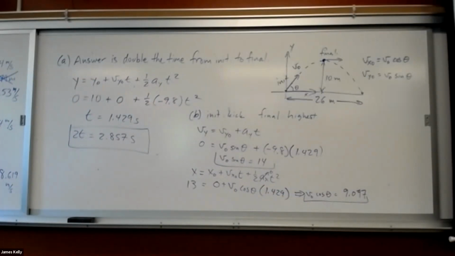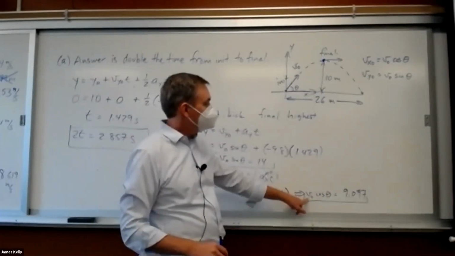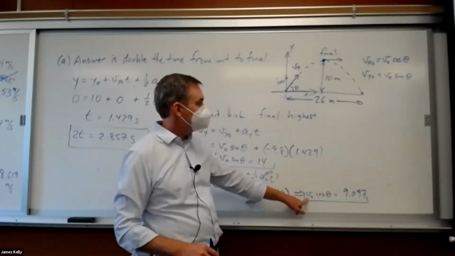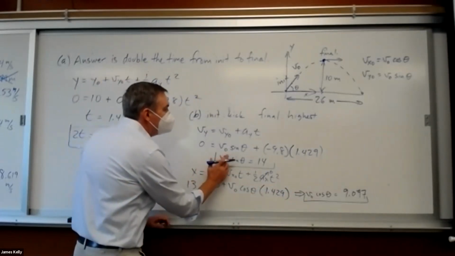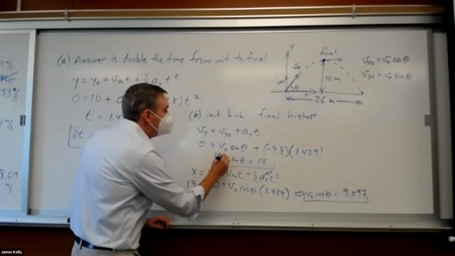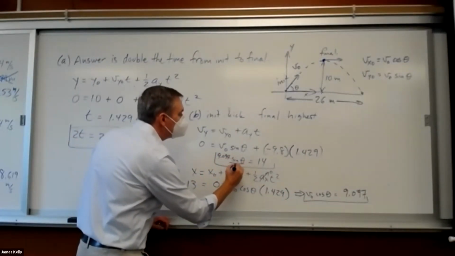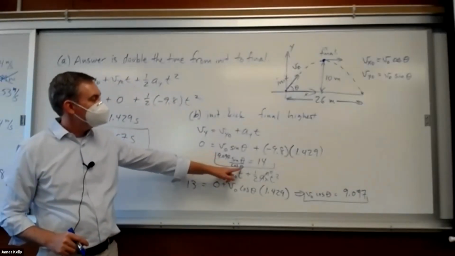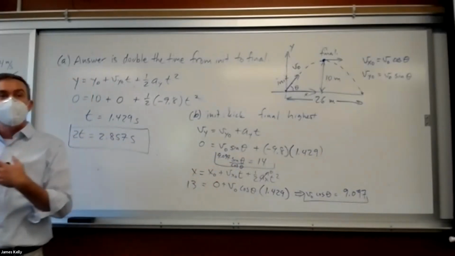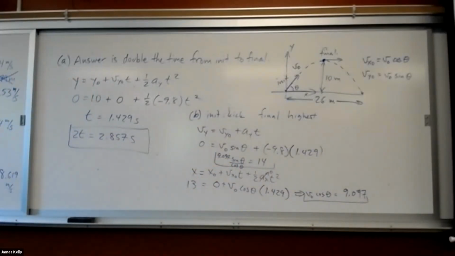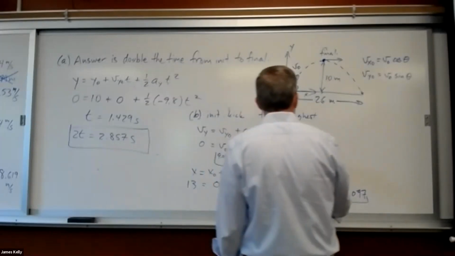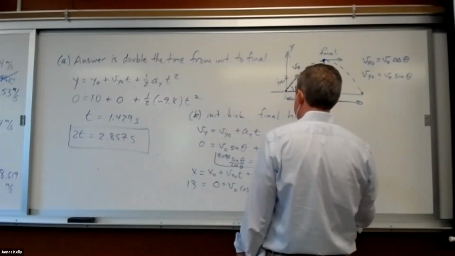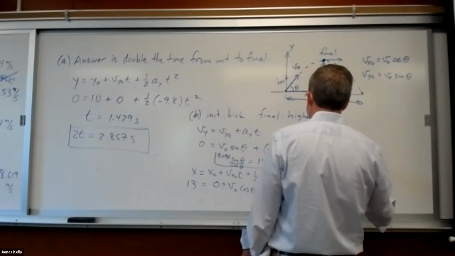I could just solve and substitute, right? I don't want to know V0, so I could solve for V0 here. V0 is 9.097 over the cosine of theta. And then, unfortunately, my theta is in two locations, but it's not really, if you remember that trig identity, sine over cosine is tangent. This is telling me that 9.097 times the tangent of theta is equal to 14.